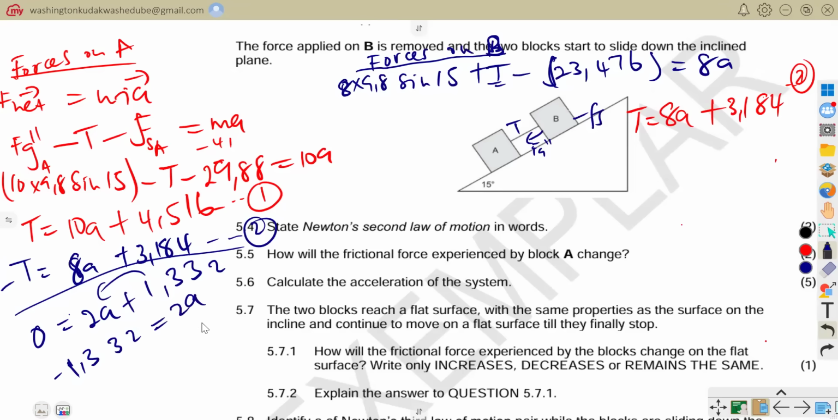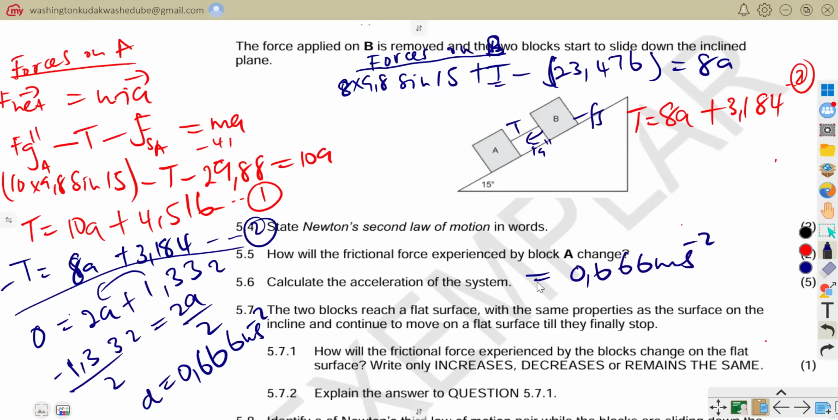Negative 1.33 equal to 2a. I divide by 2, and I'm going to get an acceleration equal to 0.666 meters per square second. So the acceleration here would be equal to 0.666 meters per square second. That is the acceleration that you are finding there. So that is how you actually calculate your acceleration.